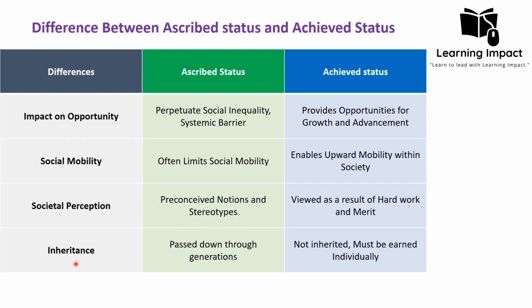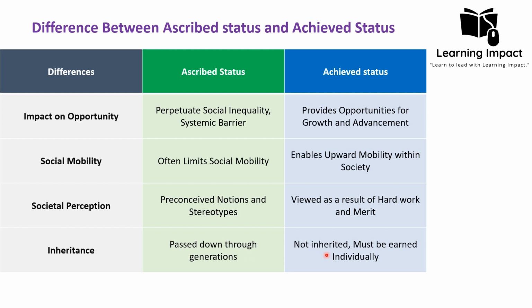Then inheritance. In case of ascribed status, it is passed down through generations. For example, if someone is born in a Dalit family, a lower caste in the Indian caste system, now it is not his fault. He was born in a family background which is Dalit. So by birth he is also Dalit, born in the same caste. So this is a status which can be passed down from generation to generation.